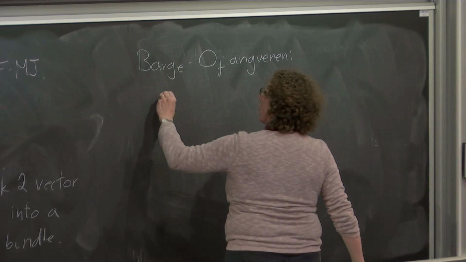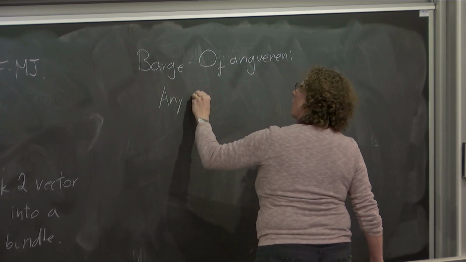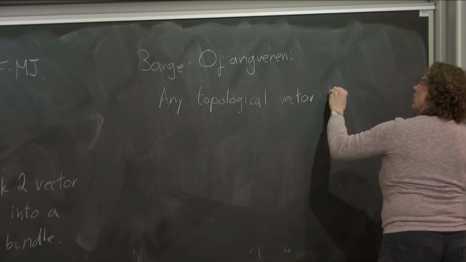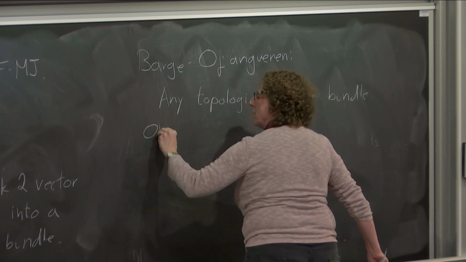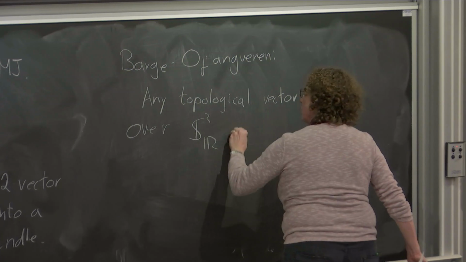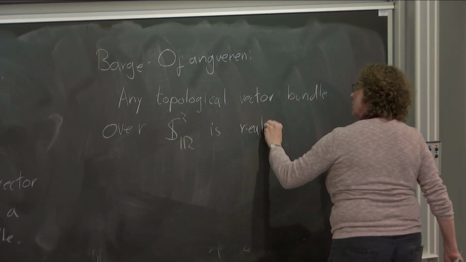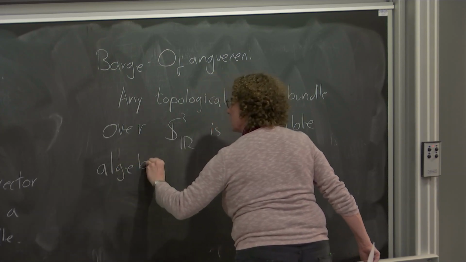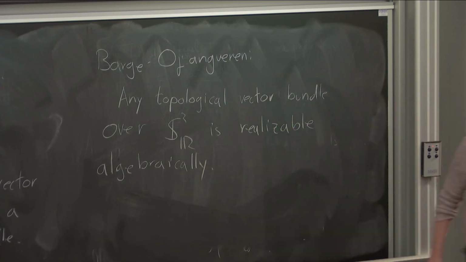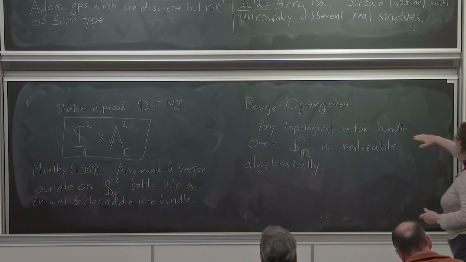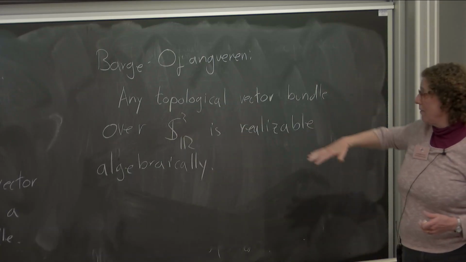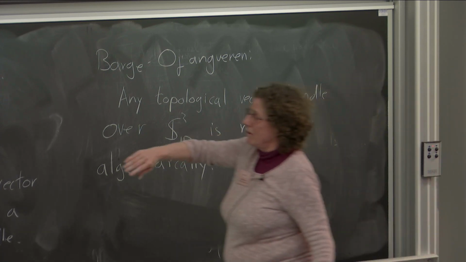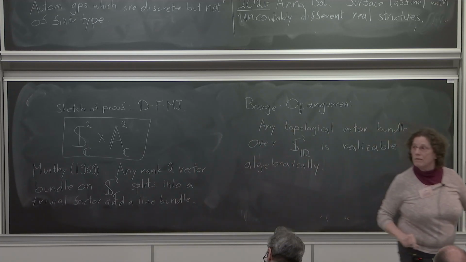Okay, you take any topological vector bundle over the real sphere is realizable algebraically. They do more than that, but that's the part that's going to be interesting to me. So I'm going to look at the topological vector bundles over a sphere, compare them. I'm going to make them algebraic, and make that algebraic part be a real form of a complex one. And, well, that's for tomorrow.